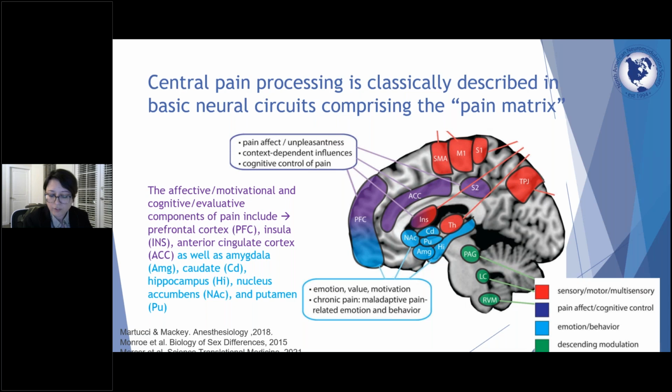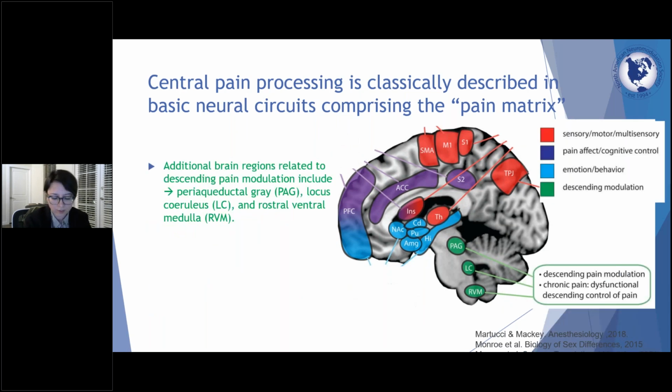The affective motivational pathways, which are shown in purple here, and the cognitive evaluative pathways shown in blue include structures such as prefrontal cortex, insular cortex, anterior cingulate cortex, as well as amygdala, caudate, putamen, hippocampus, and nucleus accumbens. And those structures are related to pain-related functions such as suffering, anxiety, fear, depression, and cognitive control of pain.